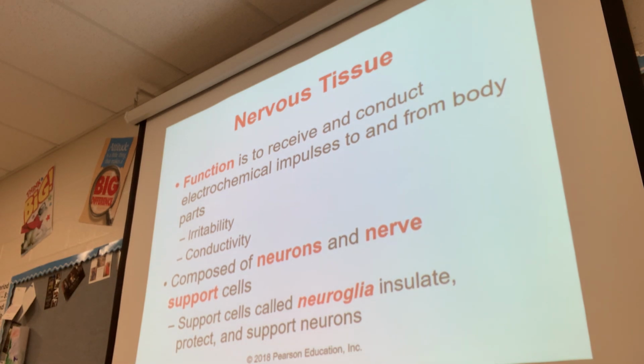All right, the last type of tissue that we're going to learn for this section is nervous tissue. Its function is to receive and conduct electrical impulses, and it has neurons and then nerve support cells. And we'll talk about that a lot more when we get to the nervous system. The support cells are called neuroglia, and their job is to provide insulation, protection, and support. They basically wrap around the nerve cells to insulate them and help them stay in place and help that electrical signal travel faster.